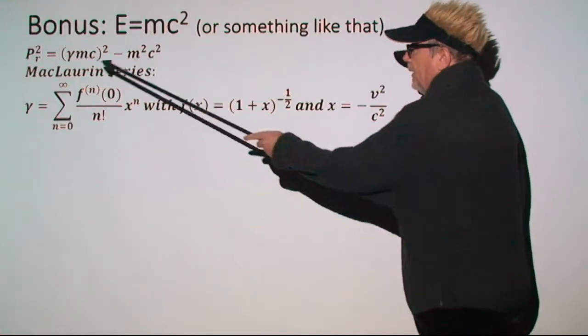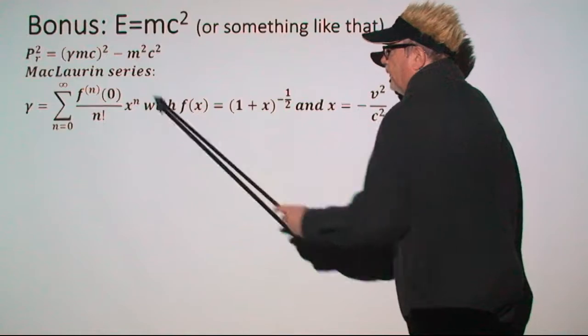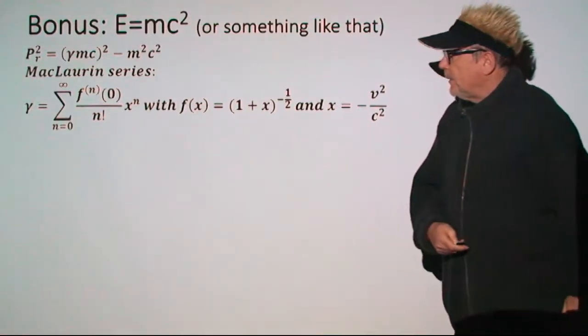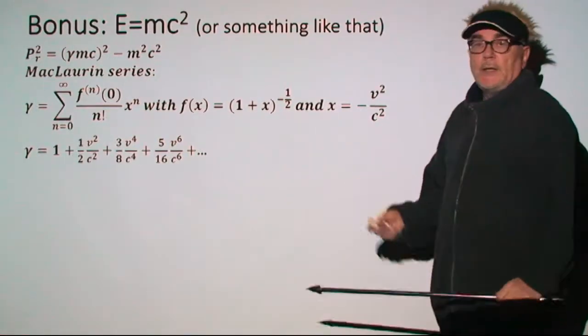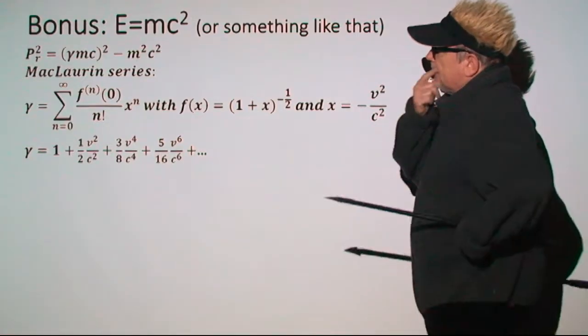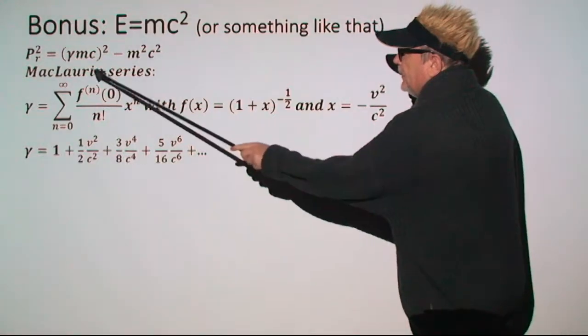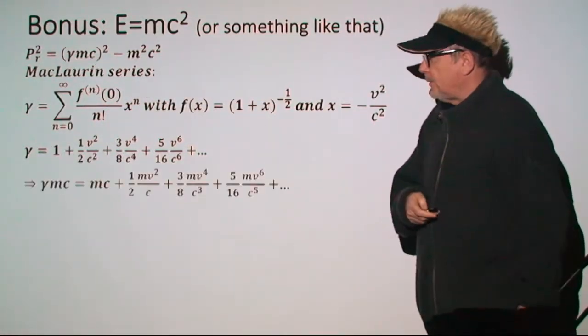then this is equal to gamma, 1 over the square root of 1 minus v squared over c squared. Therefore, if we apply the Maclaurin series to gamma, using f of x equal to this, then we get something like that. I'll let you do the derivation by yourself. It's pretty easy. Okay? And then I said, okay, so this is gamma, but here we have gamma mc. So let's multiply everything by mc and see what happens.